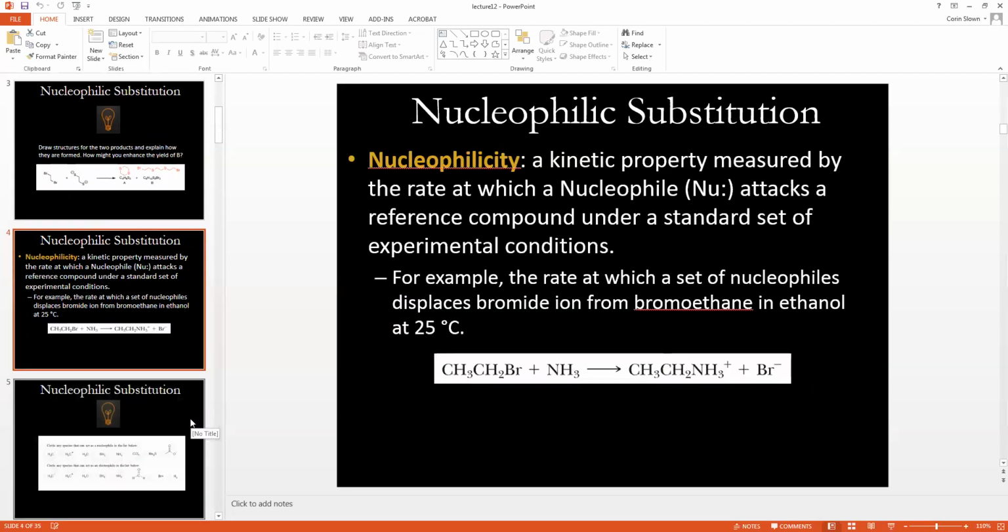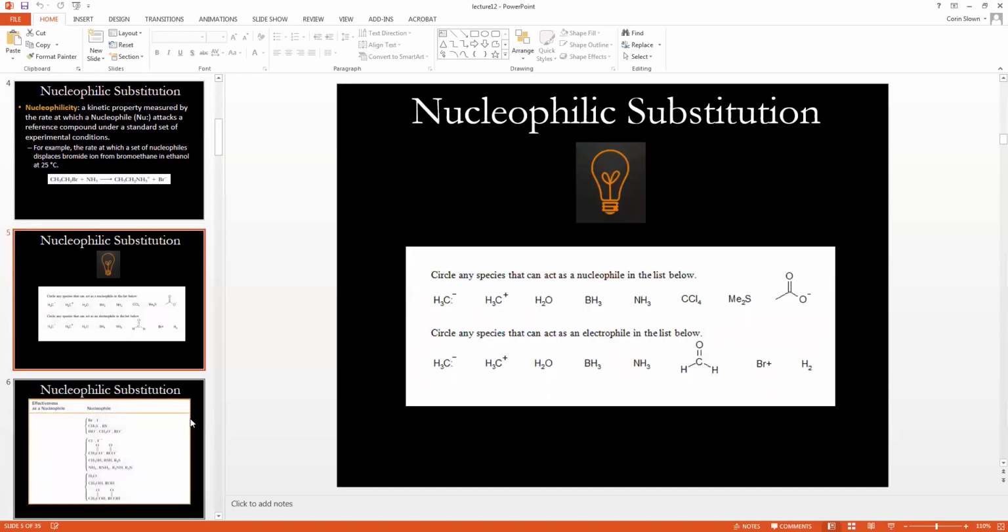When we consider nucleophilicity, we're really thinking about a kinetic property that's measured by the rate at which a nucleophile attacks a compound under a standard set of experimental conditions. So for example, it's the rate at which a set of nucleophiles displace the bromide ion from bromoethane in ethanol at 25 degrees Celsius. And in order to make sense of this, one of the things we want to make sure we're able to do is to differentiate nucleophiles from electrophiles.